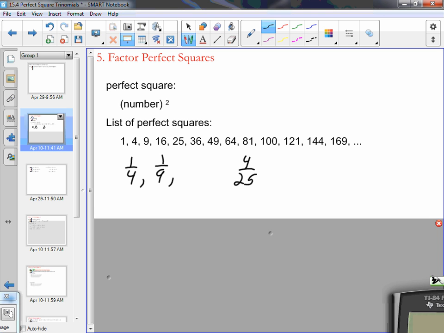Now, notice something in this short little list. When a fraction is a perfect square, its numerator is a perfect square and the denominator is a perfect square. So that's how you can tell if a fraction is a perfect square. If both parts that make up the fraction are perfect squares, the fraction's a perfect square. With decimals, it's even more difficult to tell.